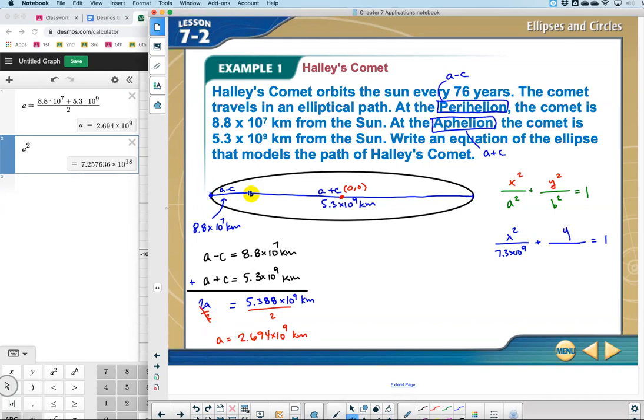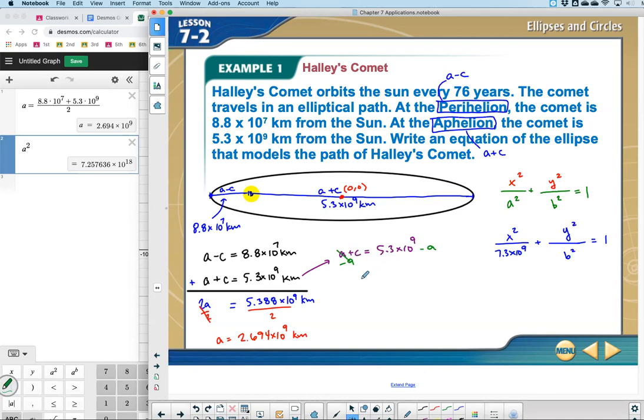All right, so we continue on. I don't know b squared yet, so that we'll be looking for in a second. But I found a. So what can I do? Well, now that I know a, I could come back here and solve one of these equations. I'll just take the second one because it's positive numbers. I like working with positives. If I take the second one, we can now say if a plus c equals that 5.3 times 10 to the 9th kilometers, how could I isolate this c? You would subtract a from both sides.